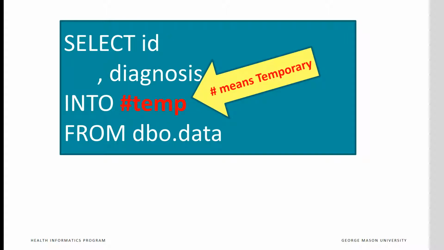The INTO command writes the manipulated data into a new file. In this code, because the name of the file is preceded with the hashtag, it is a temporary file called temp. The fields ID and diagnosis are selected and put into a temporary file called temp.